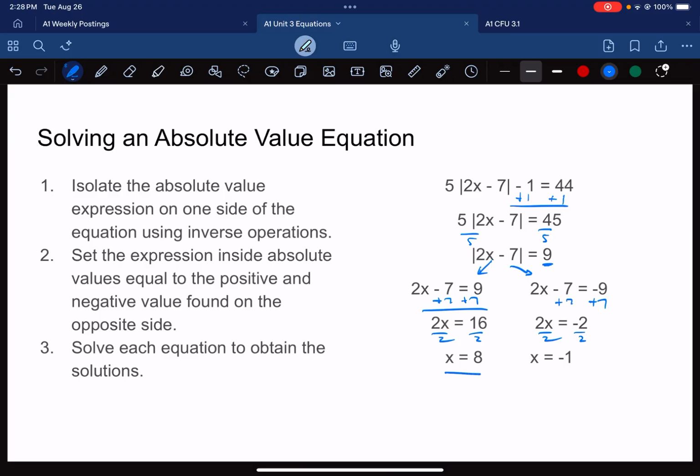And so these are the answers, because when you plug those back into the original, you end up with 44 over here on the left side. It doesn't matter which one of these two you plug in. You're going to get 44 when you plug it back in for x. Okay, they make the equation true.